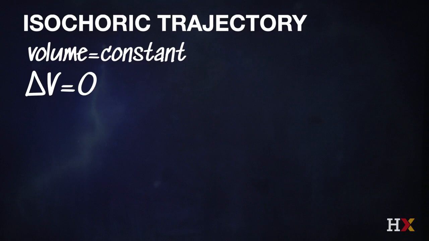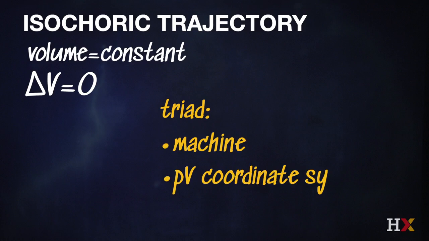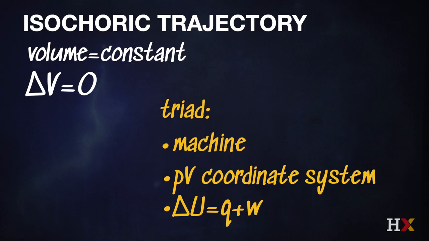This turns out in thermodynamics to be an extremely important trajectory. And so we want to look at our triad again. We want to look at what happens mechanically with the machine. We want to look at our PV coordinate system. And we want to look at the manifestation of the first law of thermodynamics that relates delta U for the system to the heat and the work. So let's take a look at this.